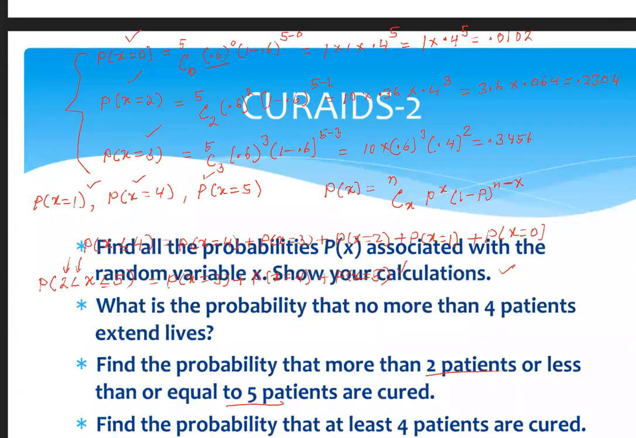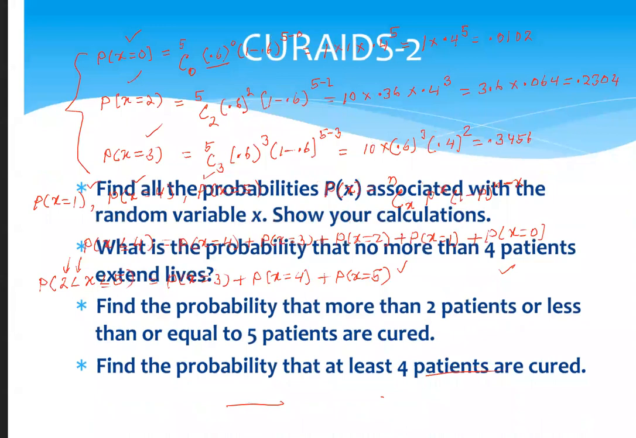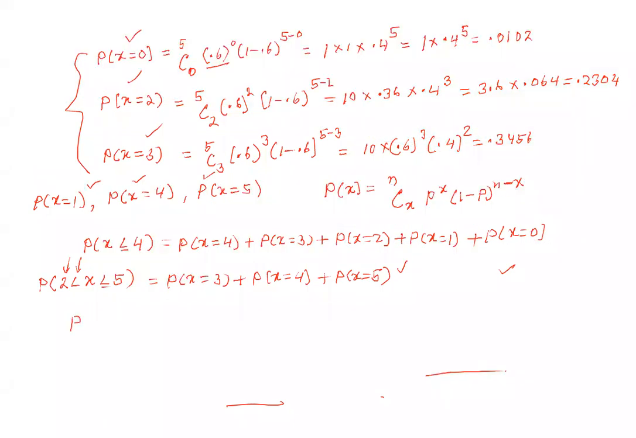Next, find the probability that at least 4 patients extend their lives. So at least 4 means what? At least 4 means 4 or more, right? This is where sometimes students get confused. When I say at least 4, they think probability of X is less than or equal to 4, which is incorrect. It actually means just the opposite. At least 4 is not X less than or equal to 4. At least 4 means X is greater than or equal to 4.